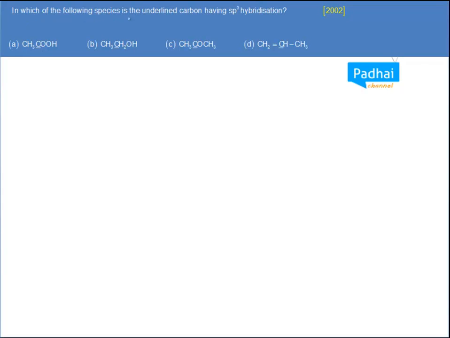In which of the following species is the underlying carbon having sp3 hybridization? Now these are the four options and we have to tell which carbon is sp3 hybridized. In cases of carbon atoms, this is a short trick basically. What we have to do is first only calculate the number of sigma bonds. If the number of sigma bonds is 4, that means 4 orbitals are used, so you can write the hybridization as sp3.